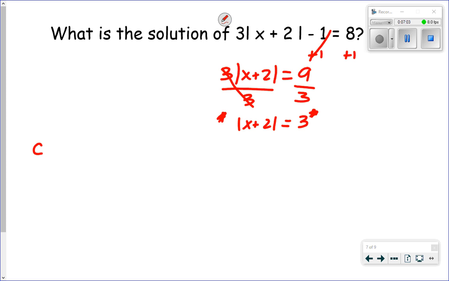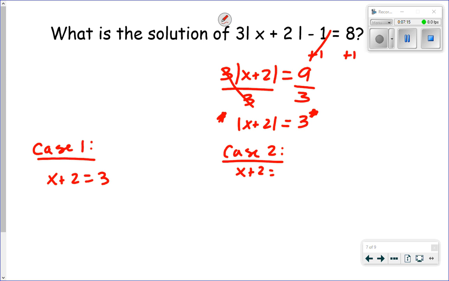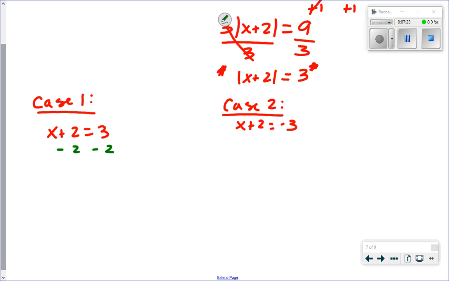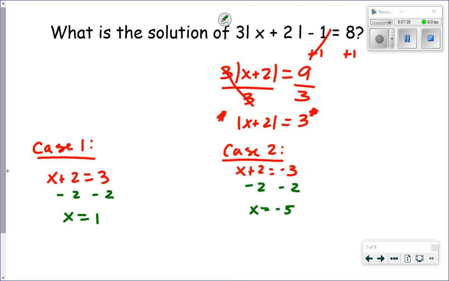So case 1 is x plus 2 equals 3. Case 2 is x plus 2 equals negative 3. I changed the sign of the number on the right. Okay, now I need to solve. So I'm going to subtract 2 from both sides. x equals 1. Case 2, I'm going to subtract 2 on both sides. x equals negative 5. Do I need to have a check step for this problem? Are there variables on the right-hand side? No. So that means x equals 1 and x equals negative 5 are true solutions.